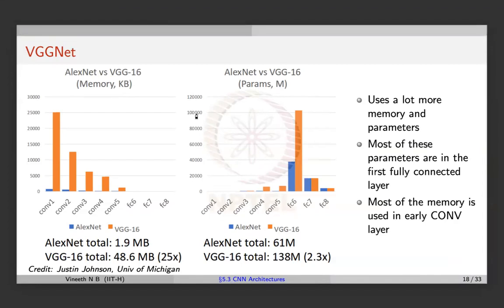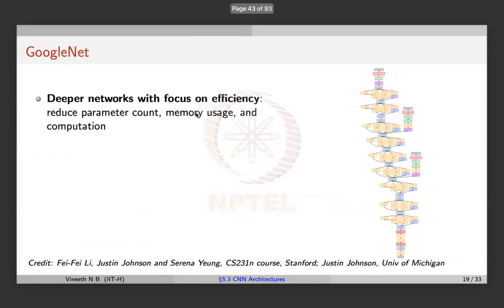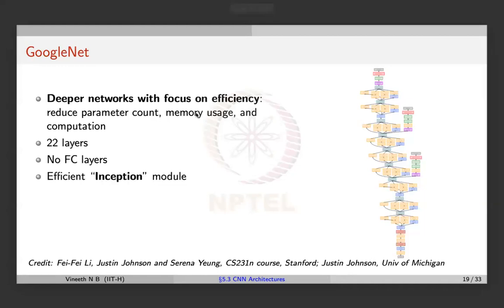So when we started with GoogLeNet, it started with another ideology. First, just like VGGNet, they made their network deeper, and they wanted to reduce the parameter count, reduce the memory usage, and reduce the computation. There are 22 layers, as I already mentioned, and they didn't have any FC layers, and they introduced this inception module to their network.